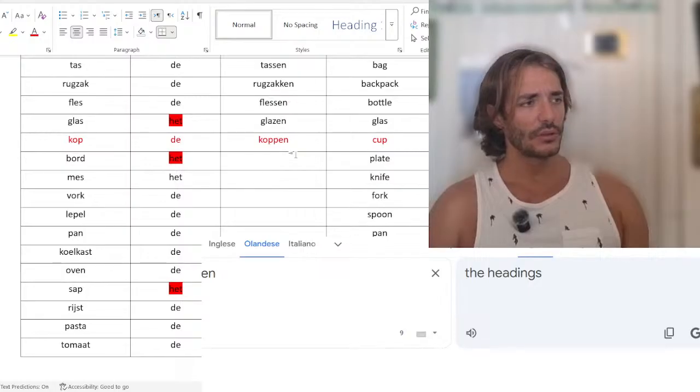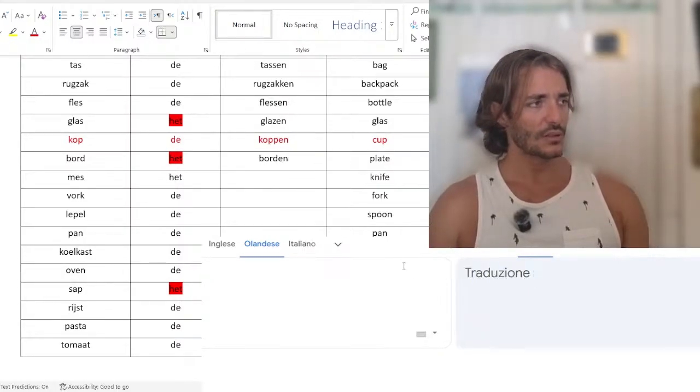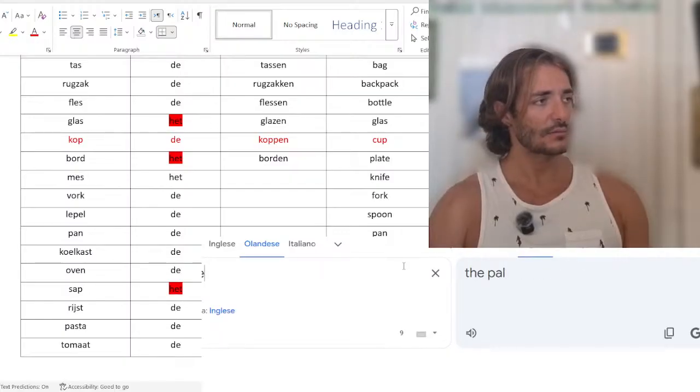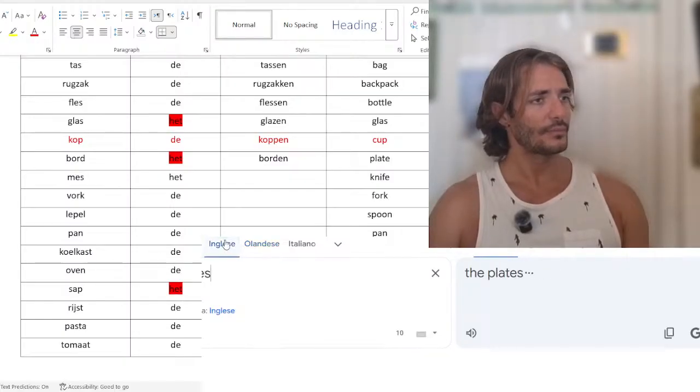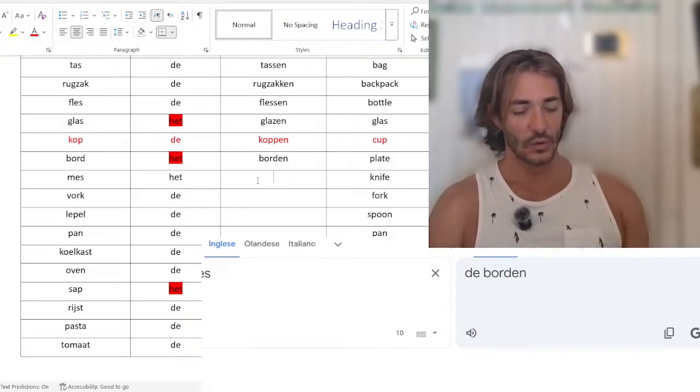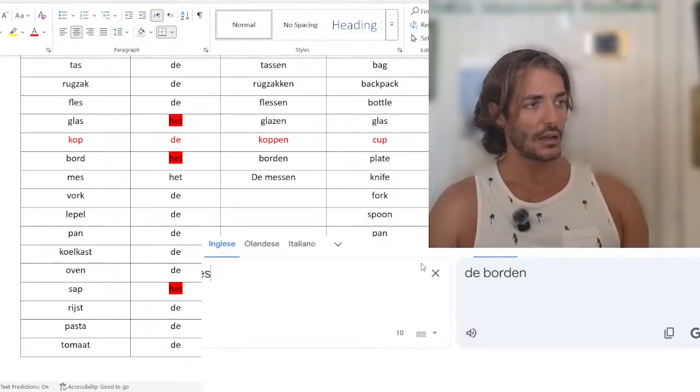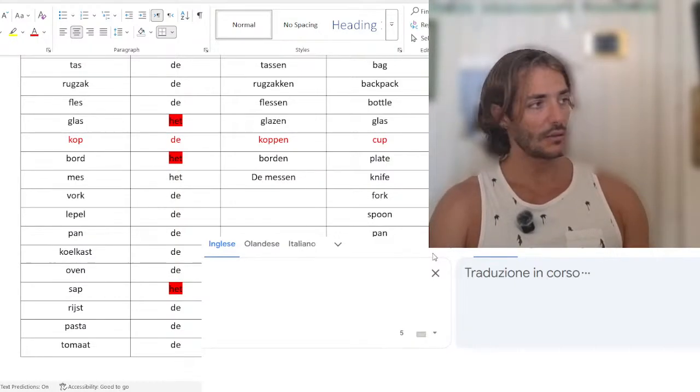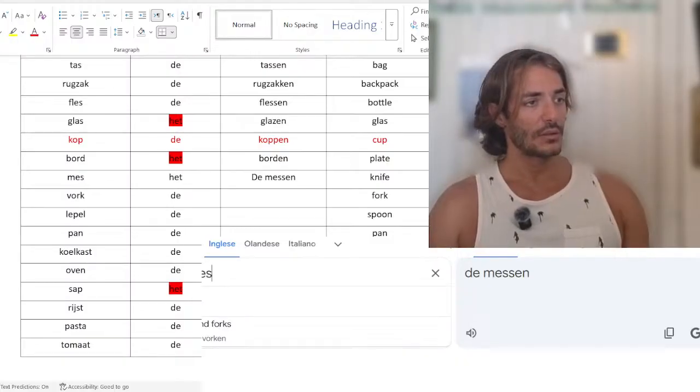Het bord, the borden. So the plates. The borden, yes. Het mes, de messen. The knives, let's see. The messen, yes.